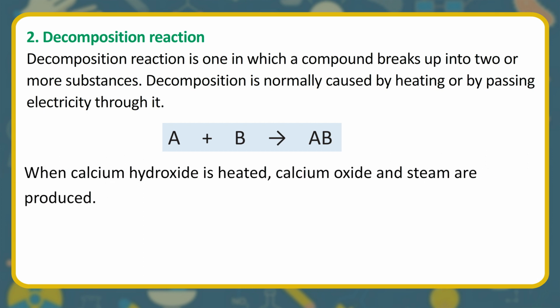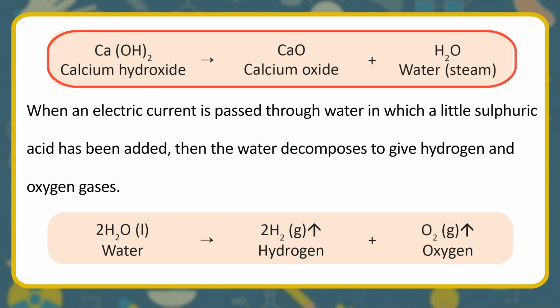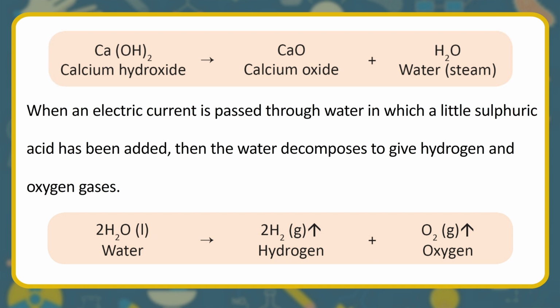When calcium hydroxide is heated, calcium oxide and steam are produced. Ca(OH)2, calcium hydroxide, gives CaO, calcium oxide, plus H2O, water, steam.